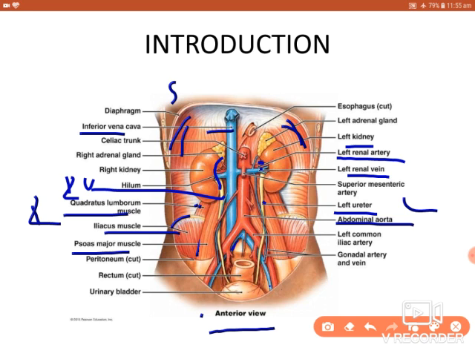The ureter is a tubulomuscular structure which extends from the hilum of the kidney towards the base of the bladder. Then it pierces the bladder wall and opens into the lateral angles of the trigone of the bladder. Its course is through the abdomen, then it crosses the pelvic brim, and again goes into the pelvic cavity.